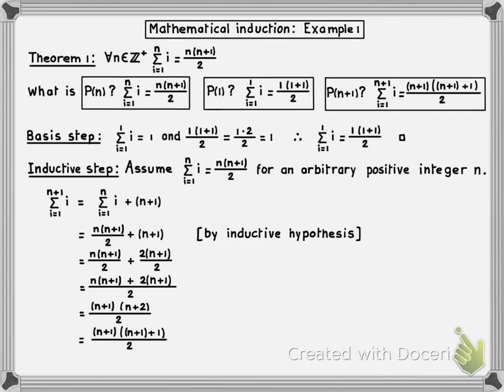And we just showed by equational reasoning that this sum is equal to that fraction. And that is exactly P of n plus 1. Therefore, we just completed the second subproof, the inductive step. And since we had completed the first subproof, P of 1, earlier, we have completed our proof by induction of this theorem.